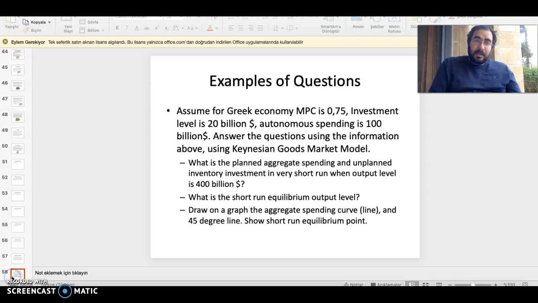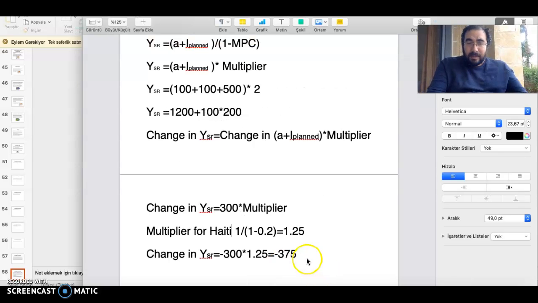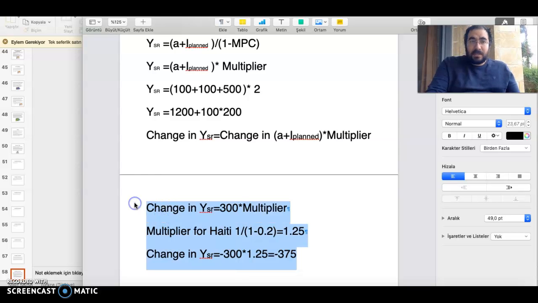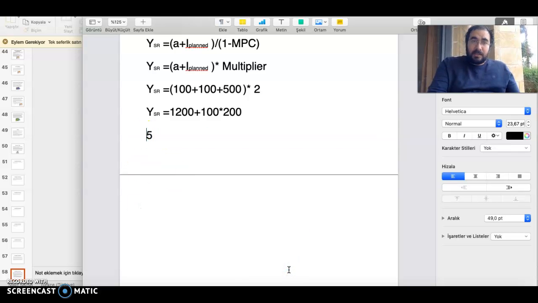So lastly, we will see the traditional model where we have a Greek economy with MPC 0.75, investment spending 20 billion, autonomous spending $100 billion. We should find planned aggregate spending and unplanned inventory spending in the very short run when output level is 400, short-run equilibrium output level, and then draw the case basically. So let's start.